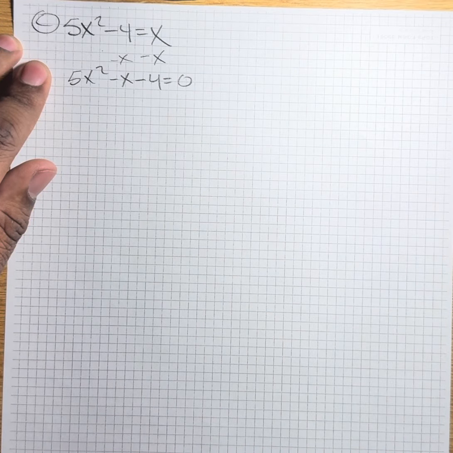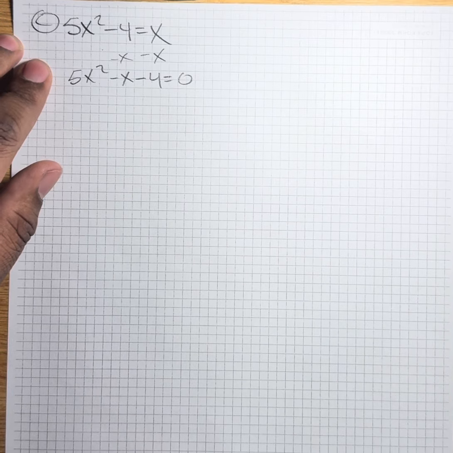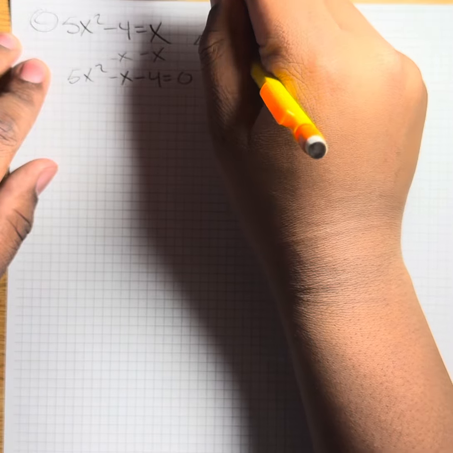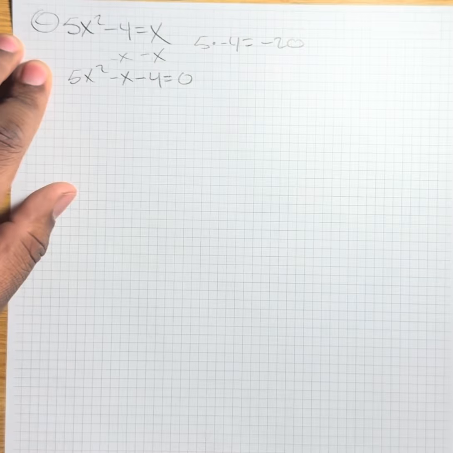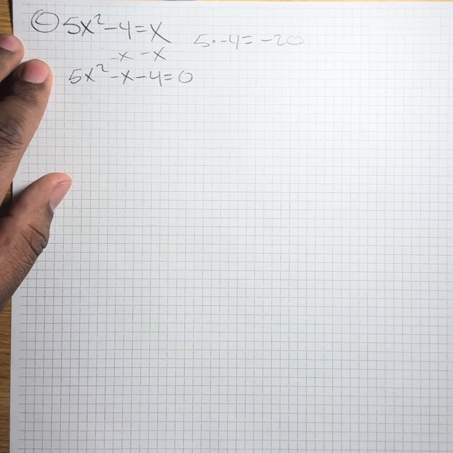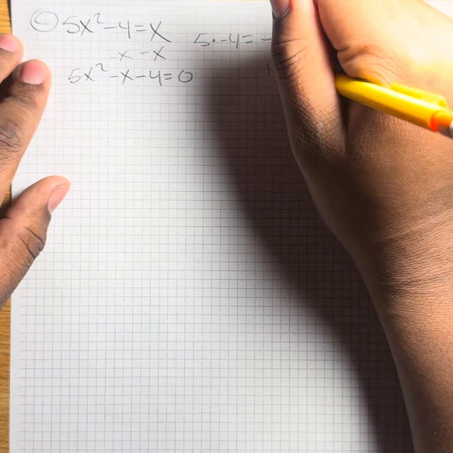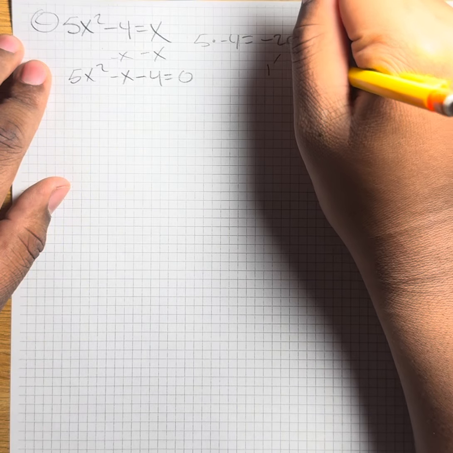Now we can use the AC method. So 5 times -4 will give us -20. And now we have to figure out what times what equals -20 and adds up to 1. So we have 1 and negative 20.